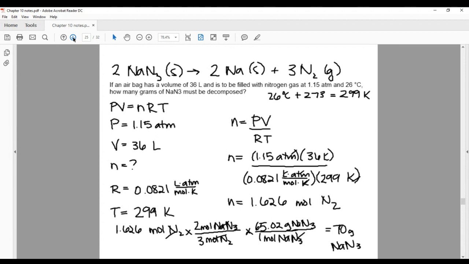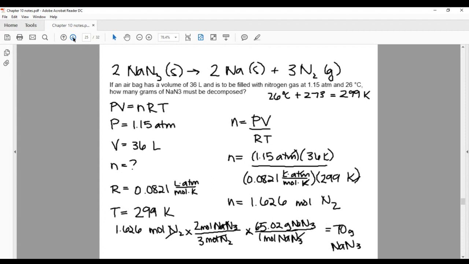Now again, this is N2, okay, nitrogen gas. But I need to know how many grams of sodium nitride. So now I can work my stoichiometric problem. I've got my moles of nitrogen gas. That's something I know how to work with. So I go 1.626 moles of nitrogen gas, and then I use my mole to mole ratio from my balanced chemical equation, and I have 2 moles of sodium nitride over 3 moles of nitrogen gas. Then I use my molar mass of sodium nitride, and I end up with 70 grams of sodium nitride.